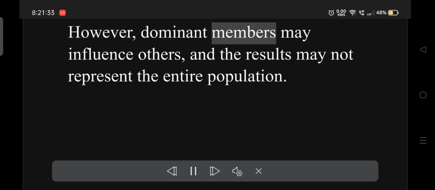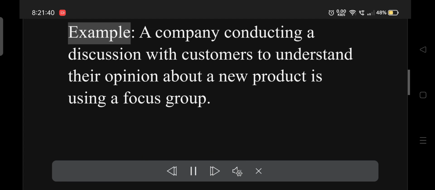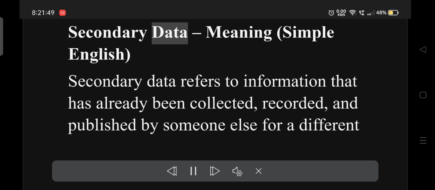However, dominant members may influence others, and the results may not represent the entire population. Example, a company conducting a discussion with customers to understand their opinion about a new product is using a focus group. Secondary data, meaning, simple English.